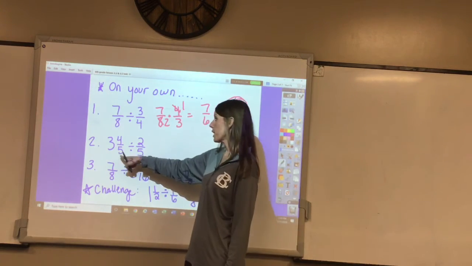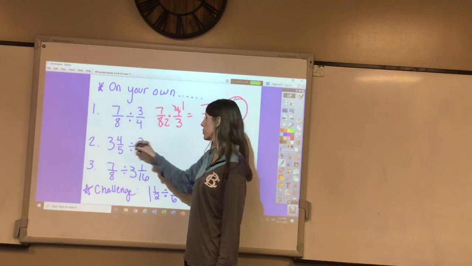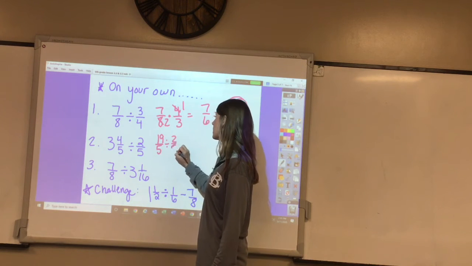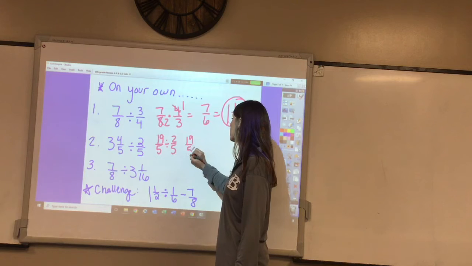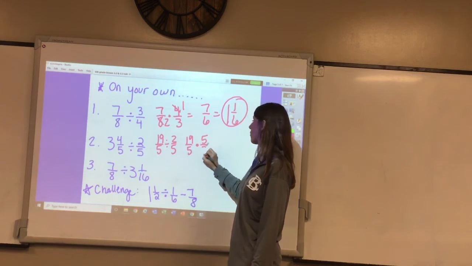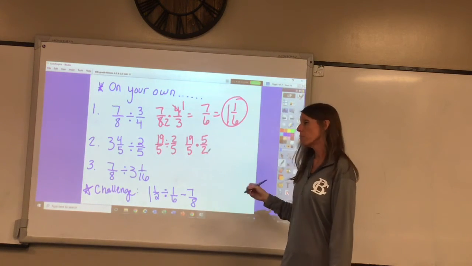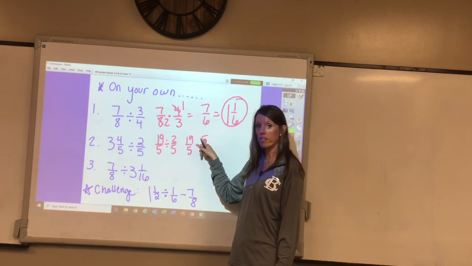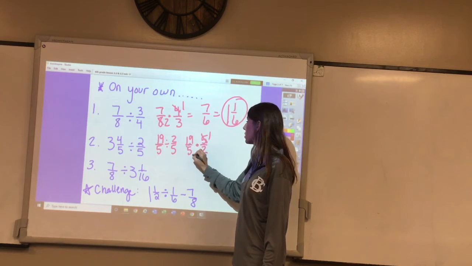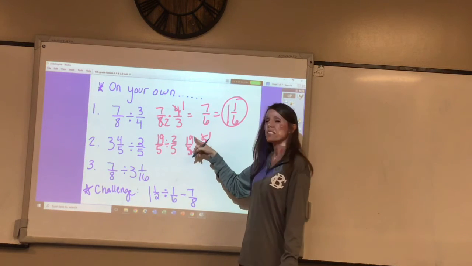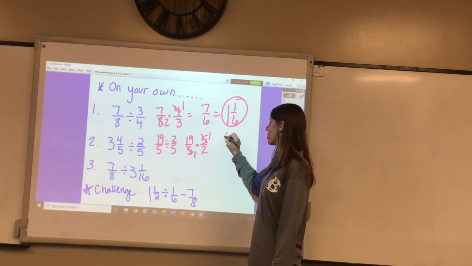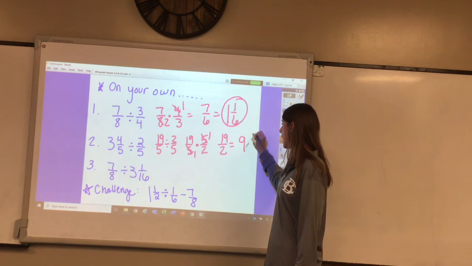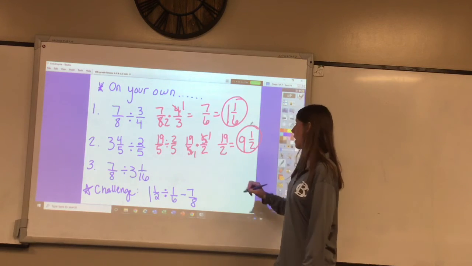All right, second one, I'm going to make it improper. 3 times 5 is 15, plus 4 is 19. So 19 over 5 divided by 2/5. Now I'm ready to keep, change, flip. And if you remember from multiplying, I said, hey, even if you hate cross reducing, you can always look at the diagonals. If they're the same number, cross them out, make them 1s, right? Because you can divide them both by 5s. Nothing I can do with 19 and 2, so I just go across the top. So it'll be 19 over 2, which is going to be 9 and a half.